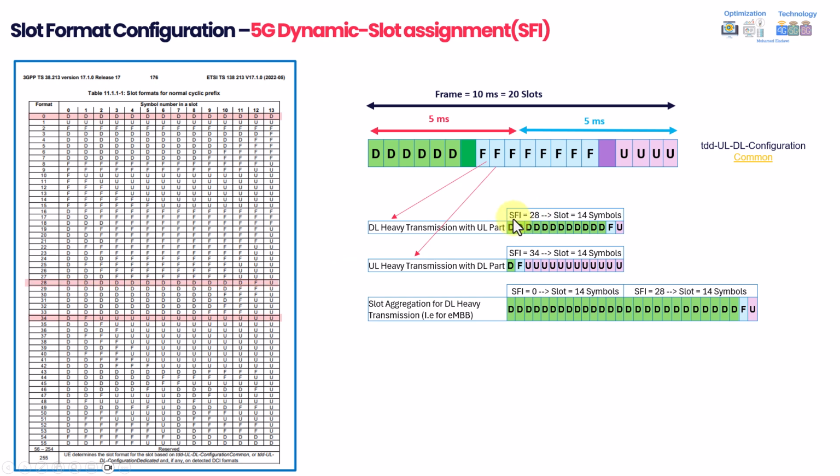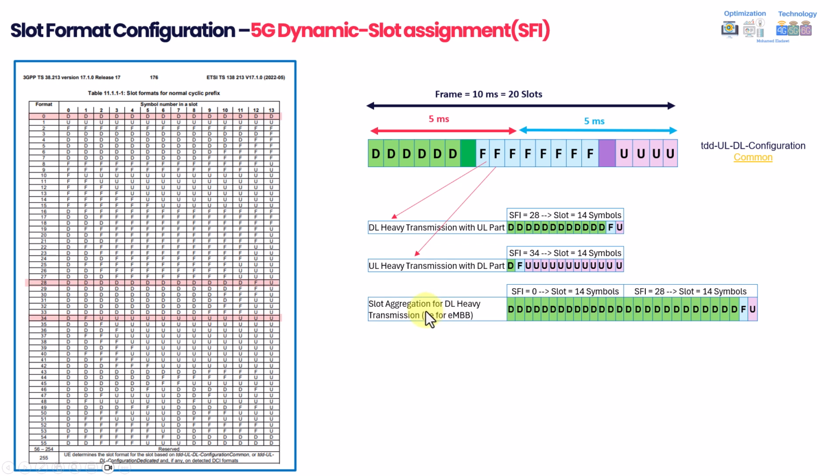Assume now another user has very heavy uplink. In this case, this format will be changed to, for example, slot format 34, which is this one: first one downlink, then flexible, and all the remaining is uplink. So this can also give higher throughput.